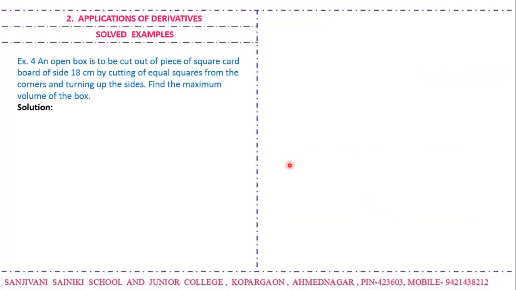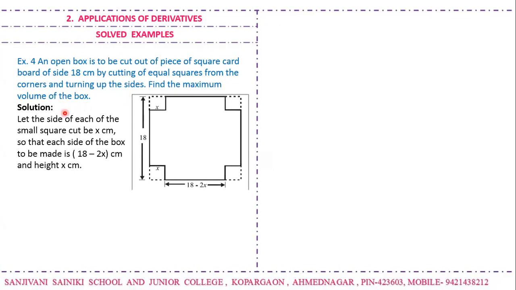Now, an open box is to be made out of a piece of square cardboard of side 18 centimeters by cutting off equal squares from the corners and turning up the sides. Find the maximum volume of the box. Let the side of each small square cut be x centimeters. This is the square cardboard.